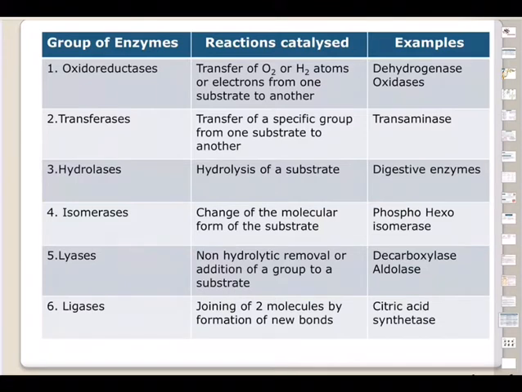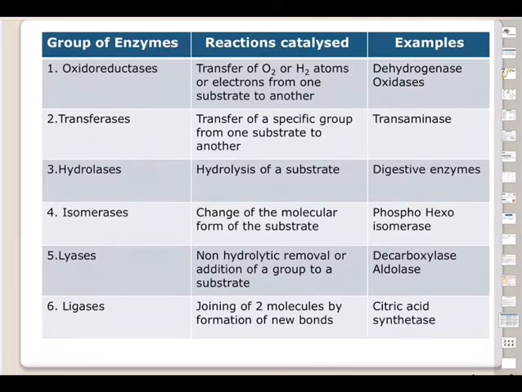These catalyze transfer of a group, other than hydrogen, between a pair of substrates S and S dash. So they are responsible for transfer of a specific group from one substrate to another. Example, transaminase. And then third, hydrolases. They catalyze hydrolysis of ester, ether, peptide, glycosidic, carbon-carbon chain, carbon halide chain, and the phosphorus and nitrogen bonds. So the hydrolysis of the substrate is done by these hydrolases. Many digestive enzymes are examples of hydrolases.